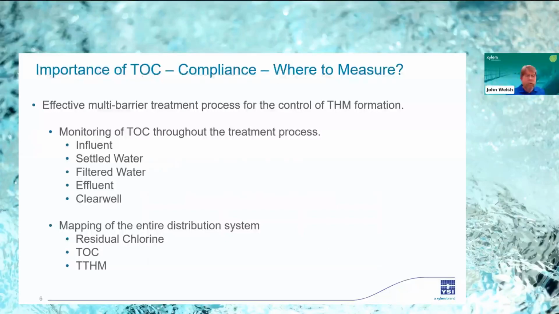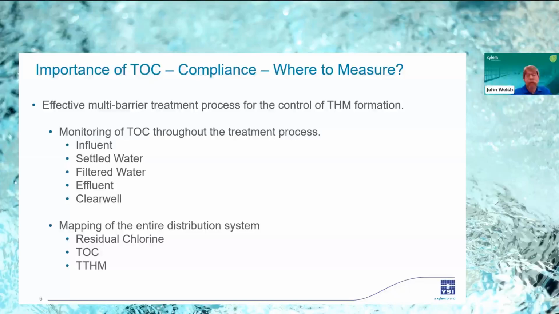In this slide, I show the points in the treatment process that should be characterized for TOC. Of course, as the previous slide showed, the two most important points are the influent and effluent, so that the TOC removal targets can be reached and monitored. However, to adequately map the entire process from the plant to the distribution system, all of these points should be sampled and monitored for TOC.